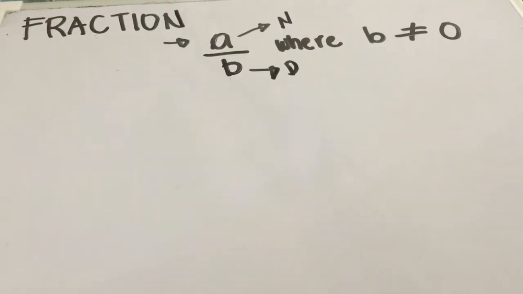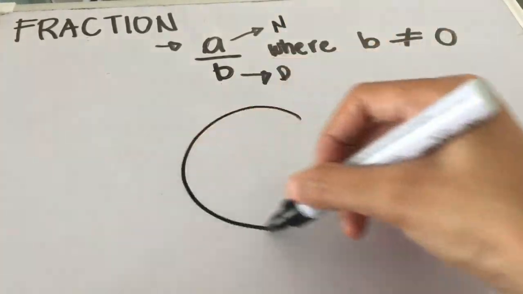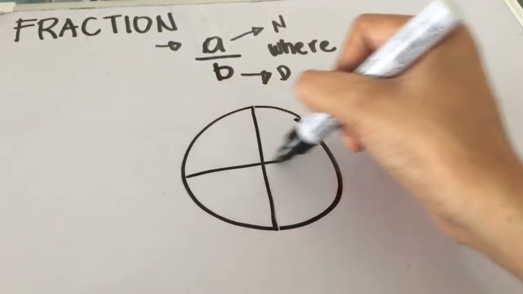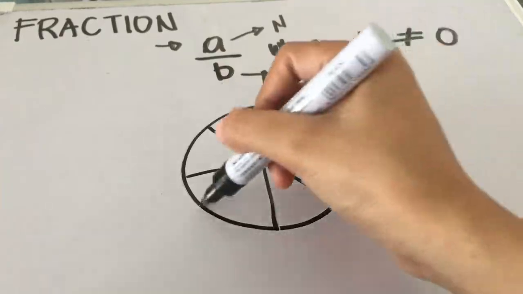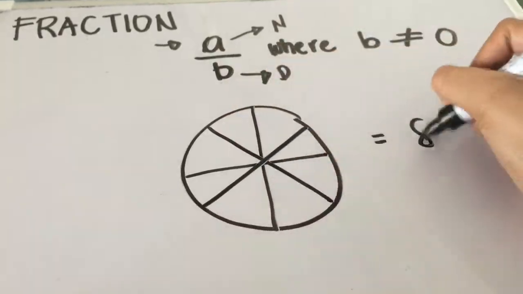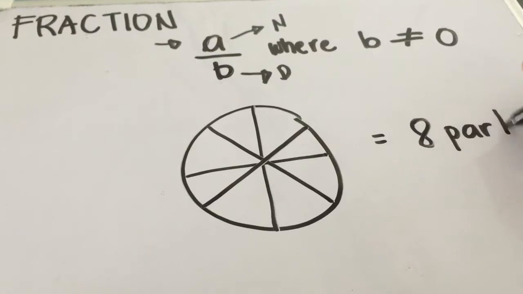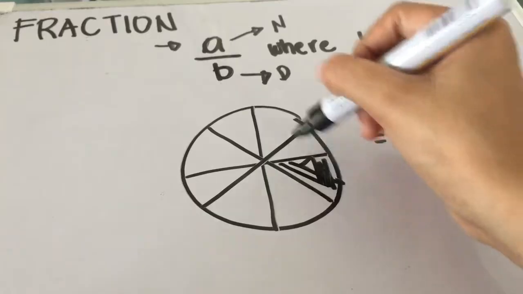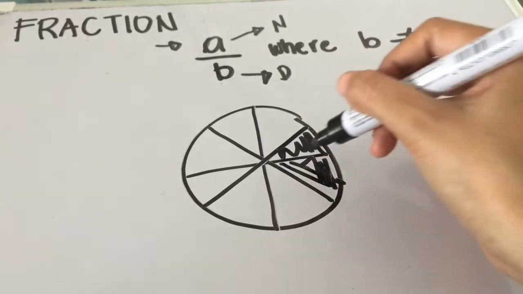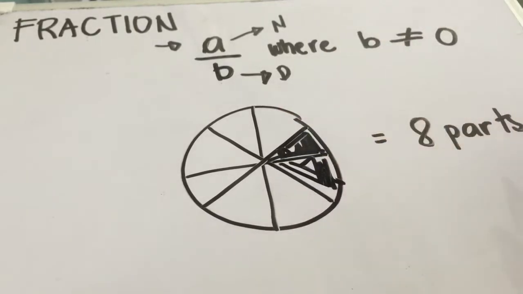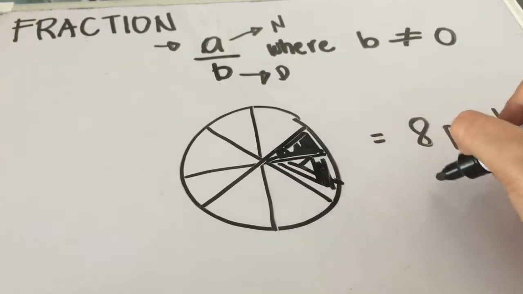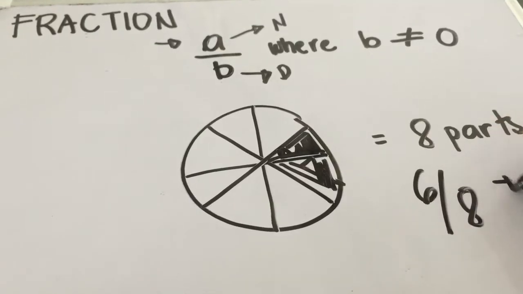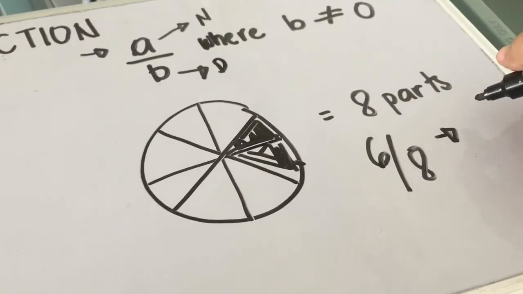So we have, for example, a pizza. So we'll cut it into 8 parts. So we have 8 parts in our pizza. So for example, I subtracted two. So 8 minus 2, we have 6 left. So what's left of our pizza is 6 out of 8 parts. So this is an example of a fraction.